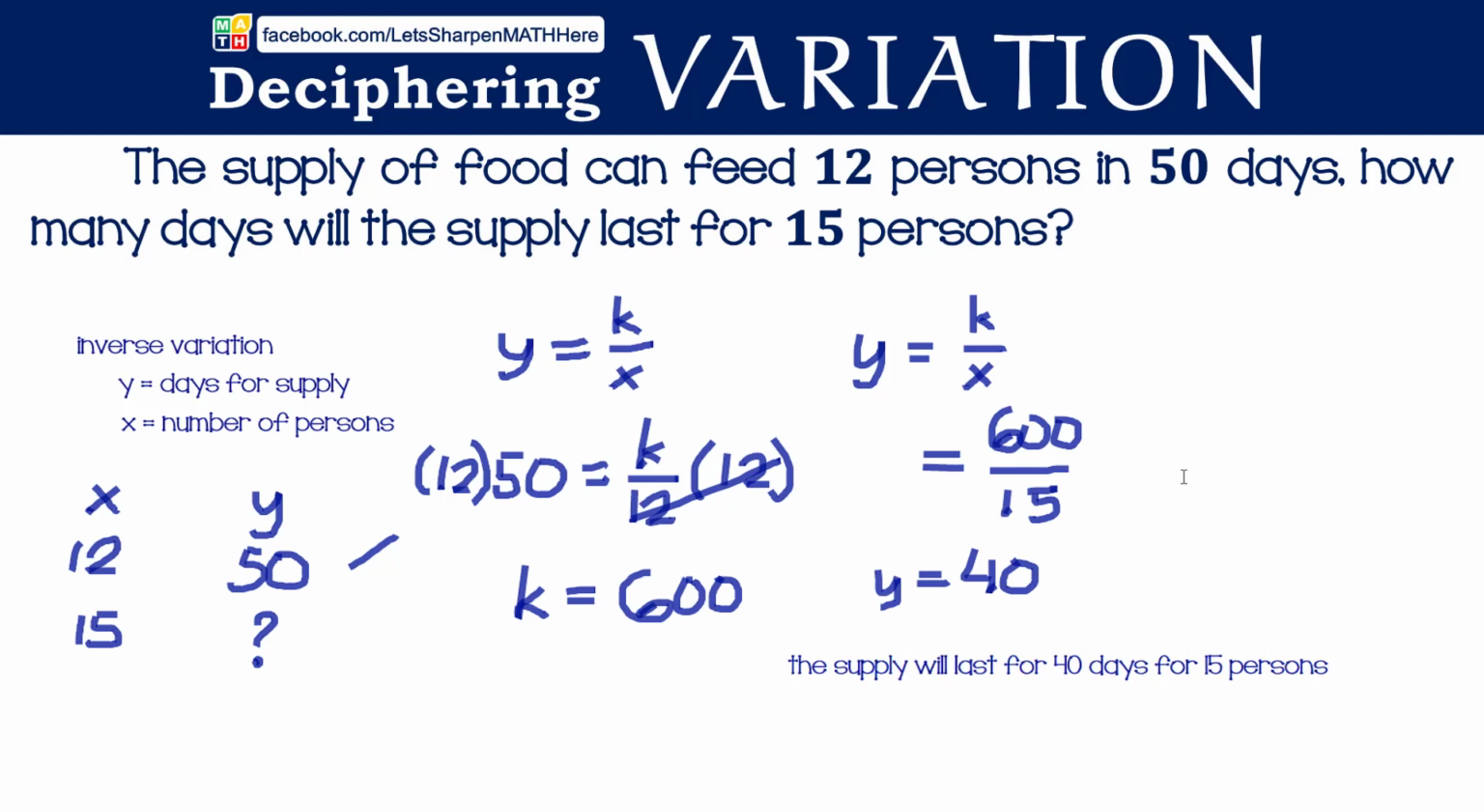Before we end, notice what happens here. As the value of the independent variable increased from 12 to 15, you would see that the value of y, which is the number of days for supply to last, decreases because there are extra persons to be fed using the same amount of supply. This is how we solve a problem like this for inverse variation.